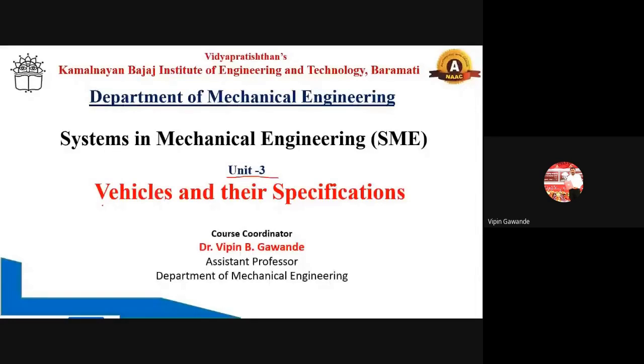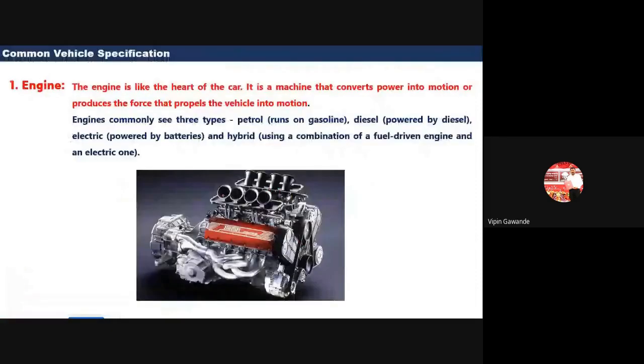Okay. So we have started with the vehicles and their specifications, starting with the vehicle specification first. We have started with the engine, and we have discussed what is meant by the engine and what are the different types of engine. So petrol engine, diesel engine, we have CNG engines also, we have electric engines also, and the hybrid engines also. Hybrid means it works on both, that means dual fuel.